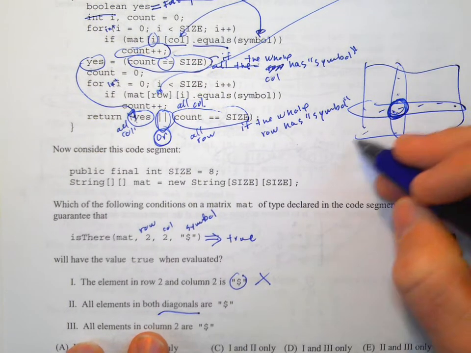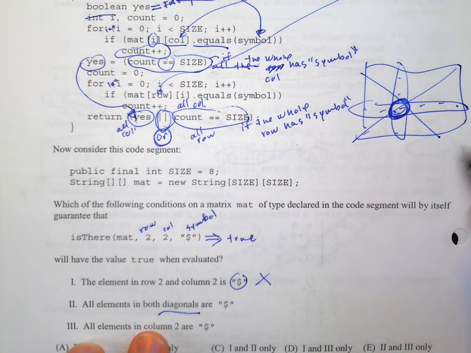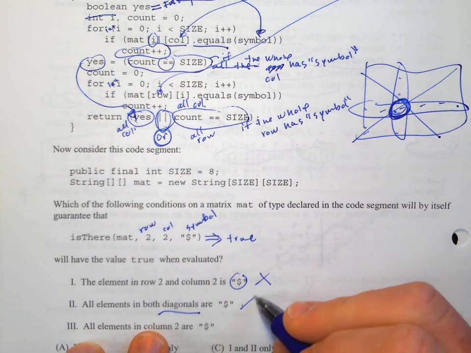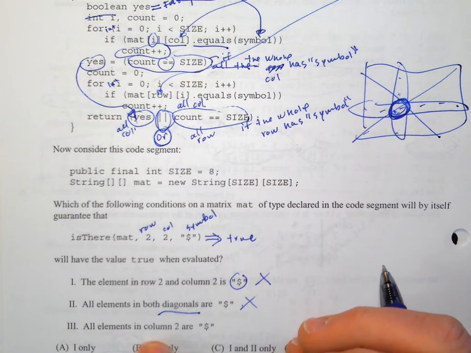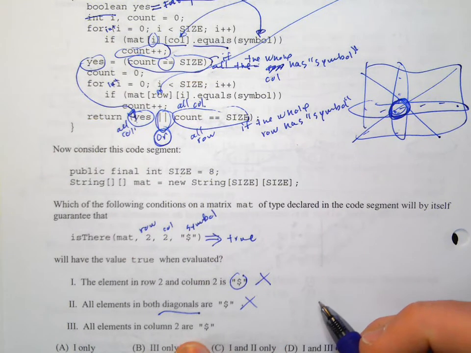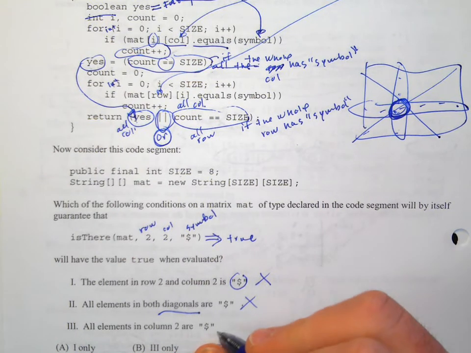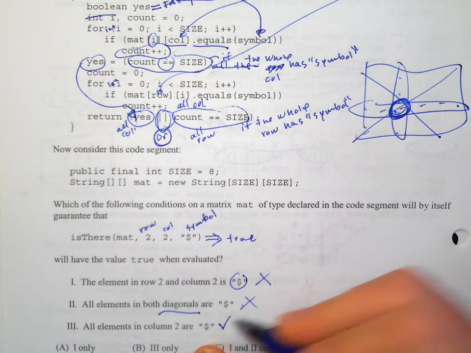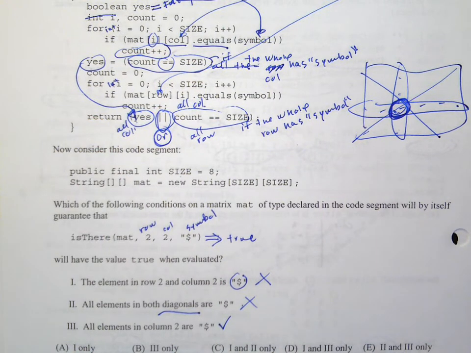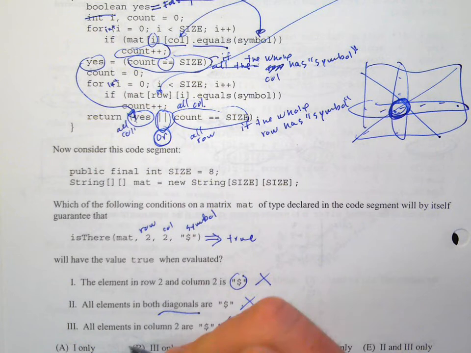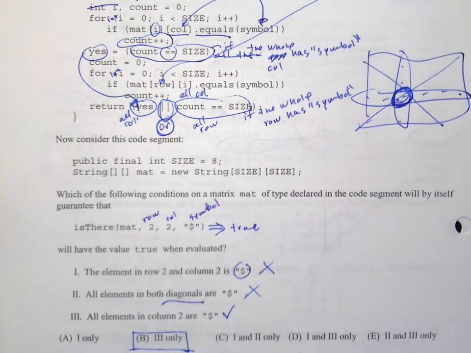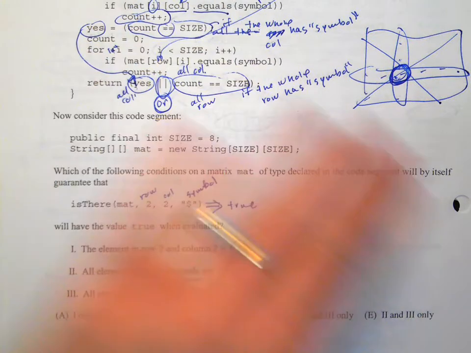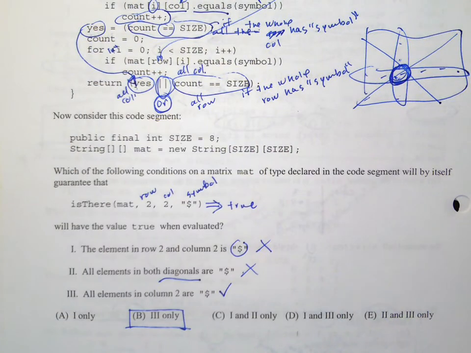All elements of both diagonals. No, diagonals would be like this. I don't think that's going to work. And let's see, all elements of column 2 are dollar signs. So yeah, this would do it, so I'd say 3 only. But the only way I figured that out was by thoroughly understanding the code before that.